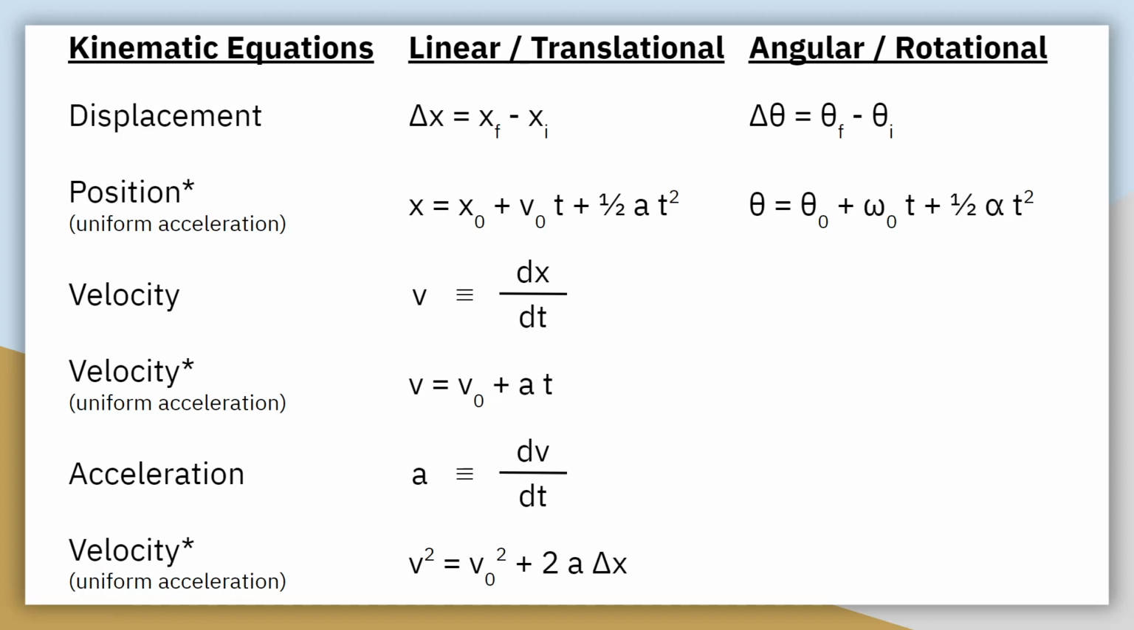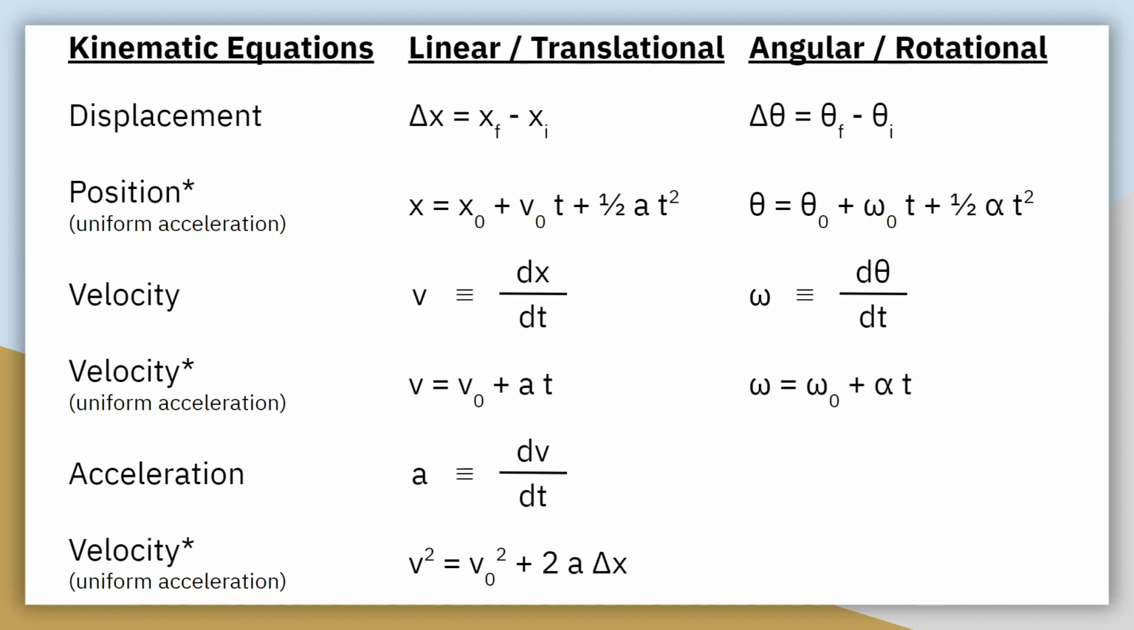We can do the same thing with our angular position as a function of time. Our final angular position is equal to our initial angular position plus our initial angular velocity times time plus 1/2 times our uniform angular acceleration times time squared. The slope of an angular position versus time graph is our definition of angular velocity.